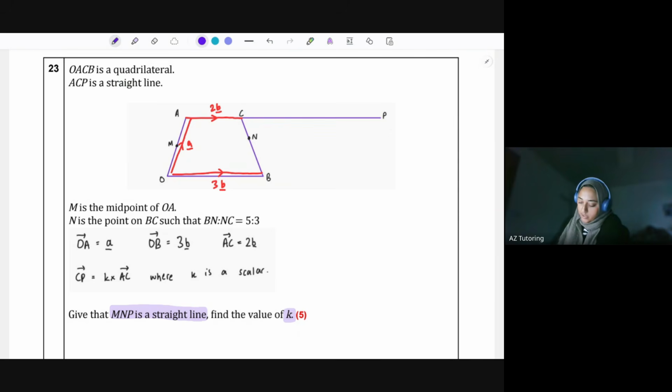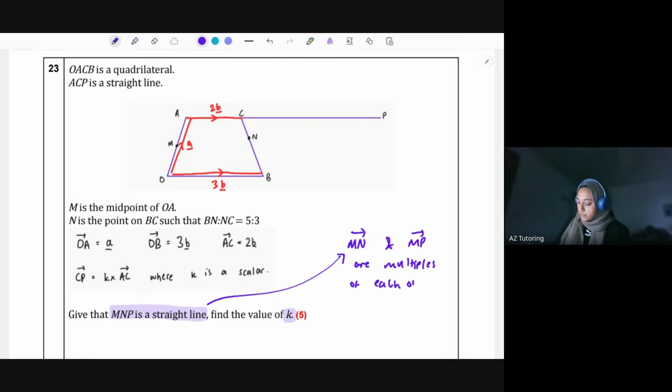Okay, so just before moving further, I just want to explain this part here. Given that MNP, so here's M, there's N, and there's P, they all lie on the same straight line. Now, what that is saying is that M to N, this part here, MN, and M all the way to P, MP, are multiples of each other. So that's the main takeaway from them saying that MNP is a straight line. So M to N and M to P are multiples of each other because they're on the same straight line.